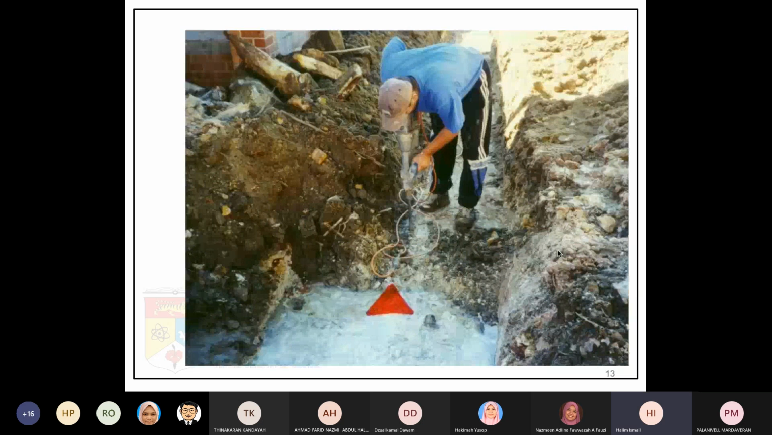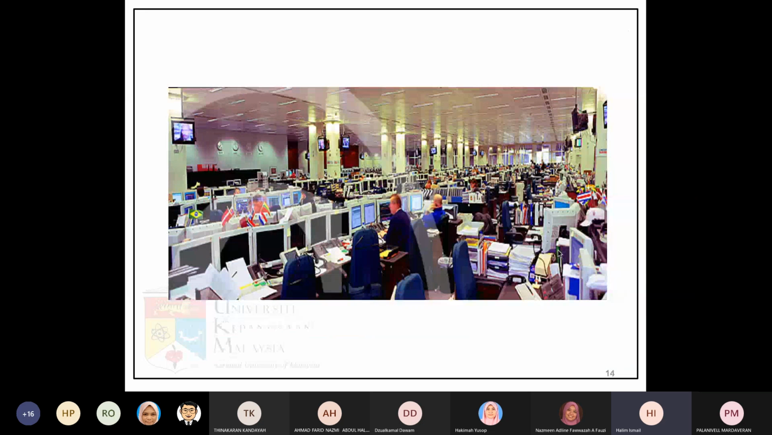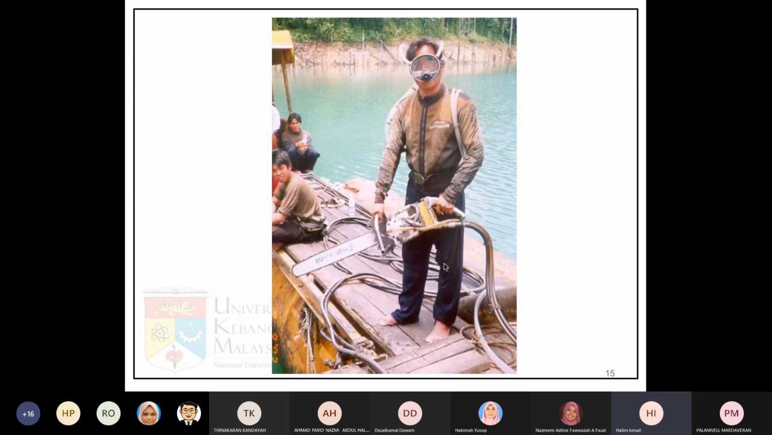Same thing in the workplace. You can see that in this example, the workers do not wear any PPE. Same thing here. If you're working in this kind of environment, it could be very stressful, right? Do you know what it is? What is this?